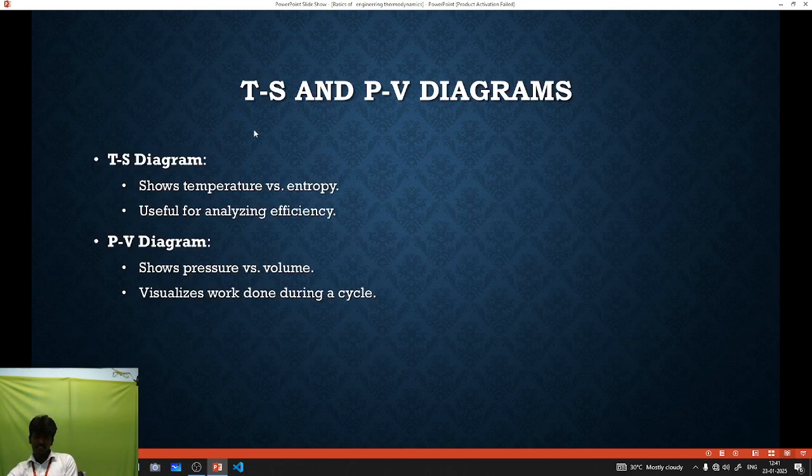Next, we measure the temperature, entropy, pressure, and volume by graphs or diagrams. The TS diagram shows temperature versus entropy. It's useful for analyzing efficiency, how the system works efficiently or not. And the PV diagram shows pressure versus volume. It visualizes work done during a cycle, how the work is done by the system or on the system. These are the TS diagram and PV diagram.